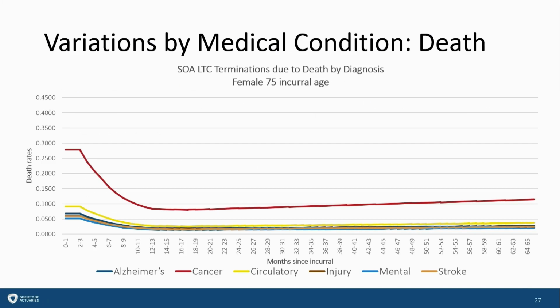And the reason I wanted to bring up the variation in mortality, here I'm showing a female age 75 at the time the person met the 2 out of 6 ADL or cognitive impairment. This is again from the SOA long-term care termination study. And I picked the 6 more common conditions. And as you can see from it, the cancer is the top line that you see, the red line. The mortality rate on cancer is much higher than the rest of the group.